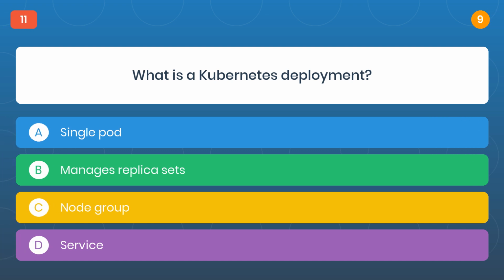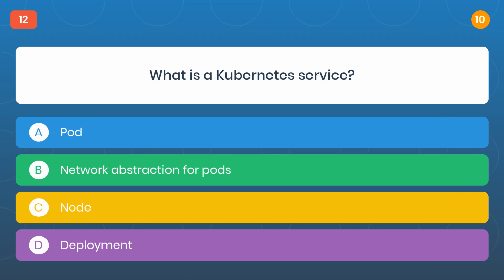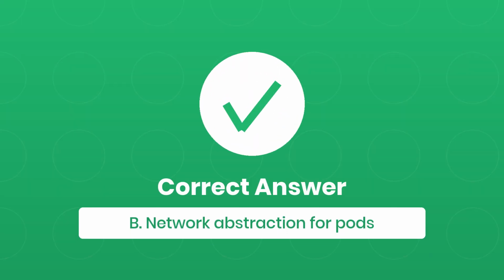Question 11. What is a Kubernetes deployment? The correct answer is B, manages replica sets. Question 12. What is a Kubernetes service? The correct answer is B, network abstraction for pods.